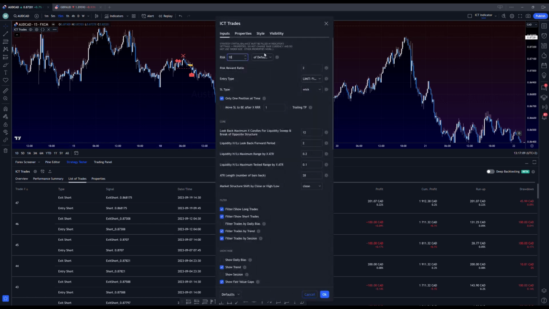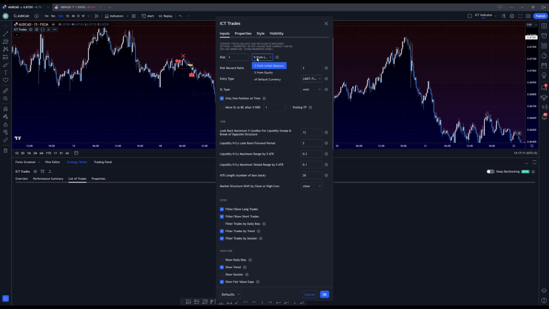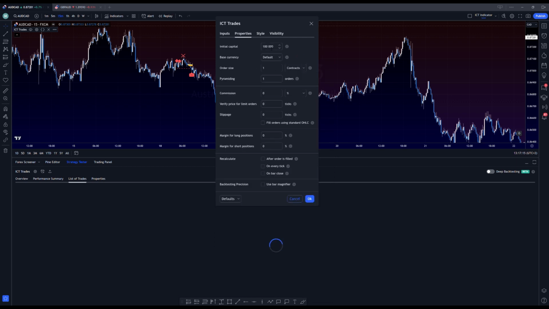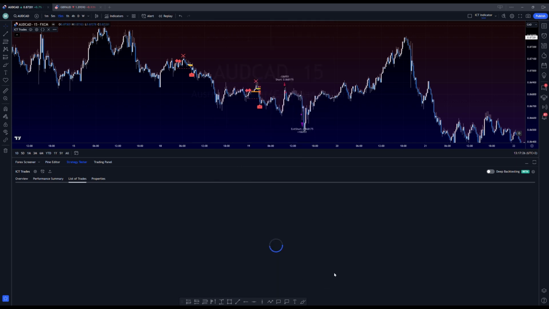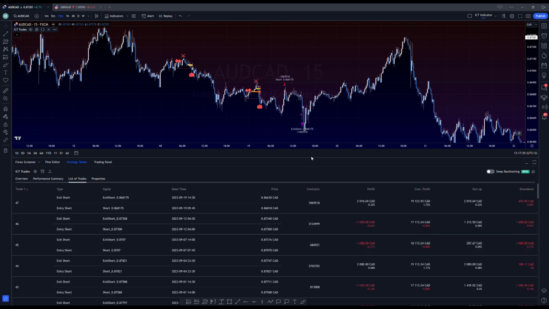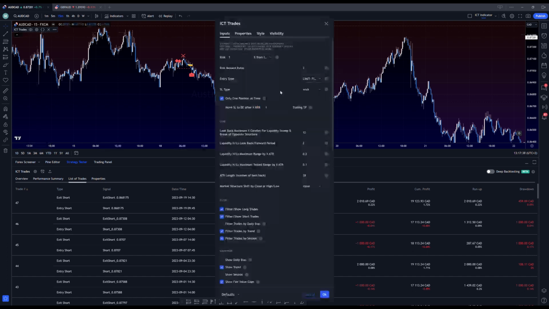But I change it back to initial balance, percent from initial balance. So 1% from 100,000 is, yeah, it's 1,000, right? So we should lose 1,000 or we should profit 2,000. Yeah, that's right. It is always in the default currency, but for backtesting purposes, it doesn't matter.